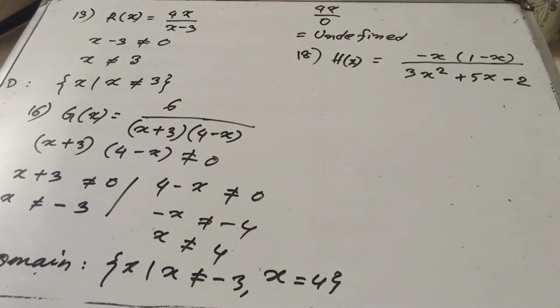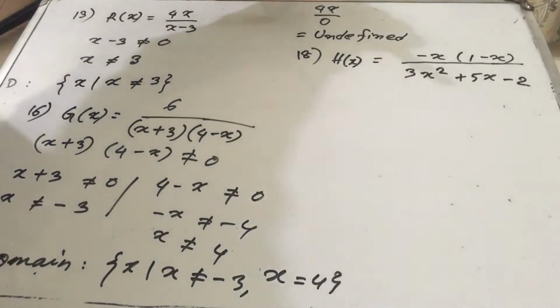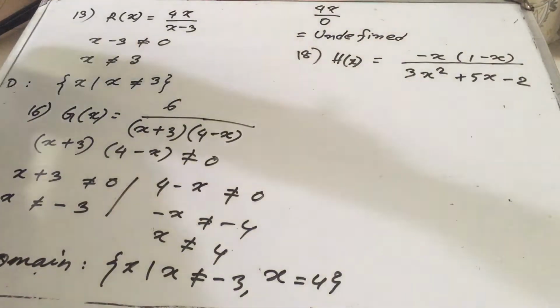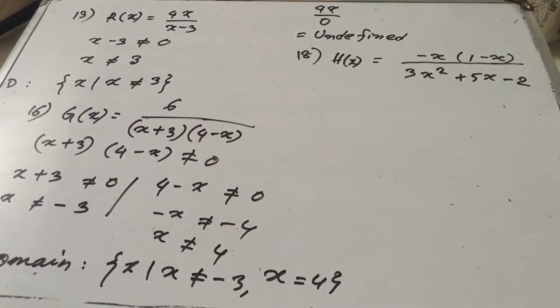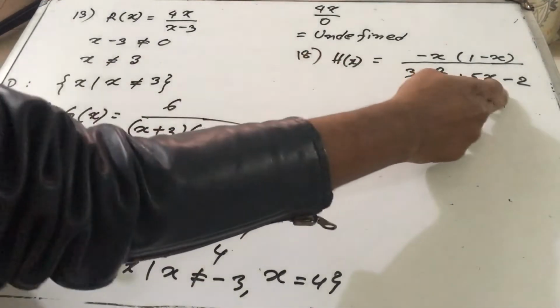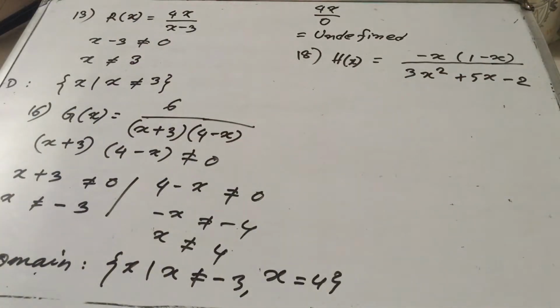Now, as we said in our previous maths also, the numerator up here does not have any problem, so we have to look at the denominator, which is 3x square plus 5x minus 2.